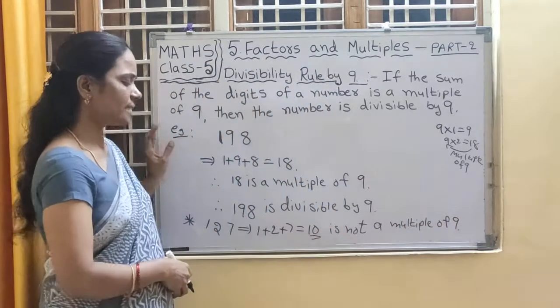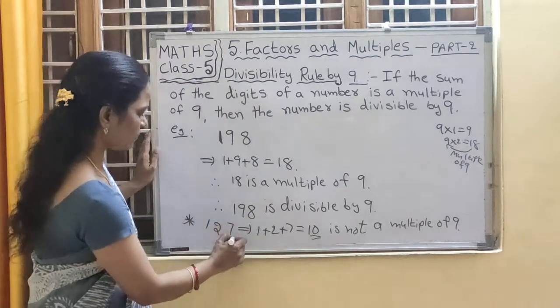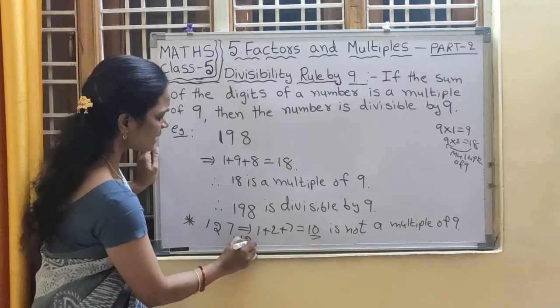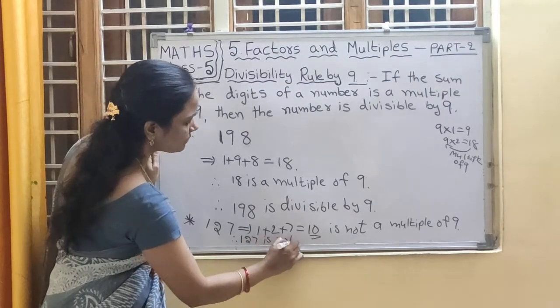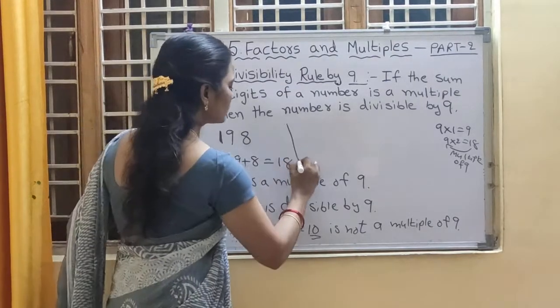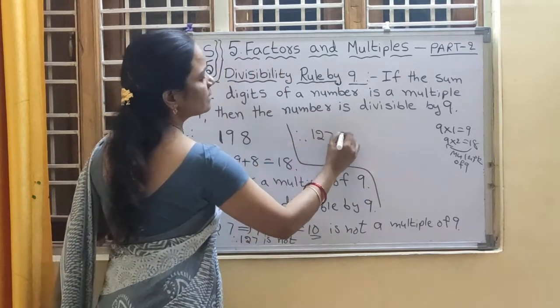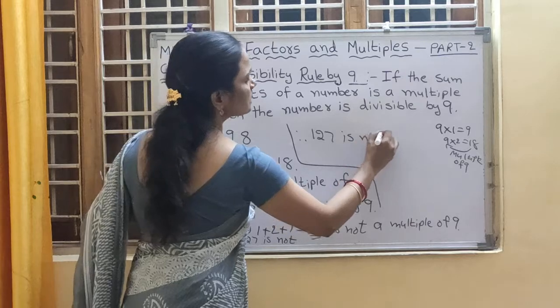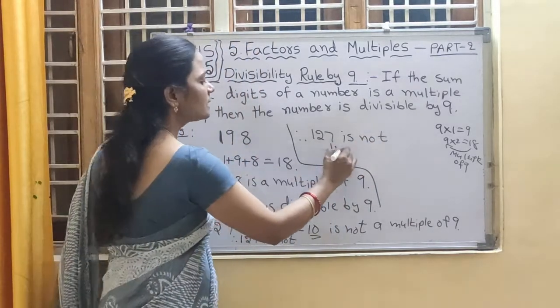Yes or no, children? In the 9 table, do you get 10? No. So 10 is not a multiple of 9. Therefore, what is the given number? 127 is not divisible by 9. Not divisible in the sense of completely divisible.